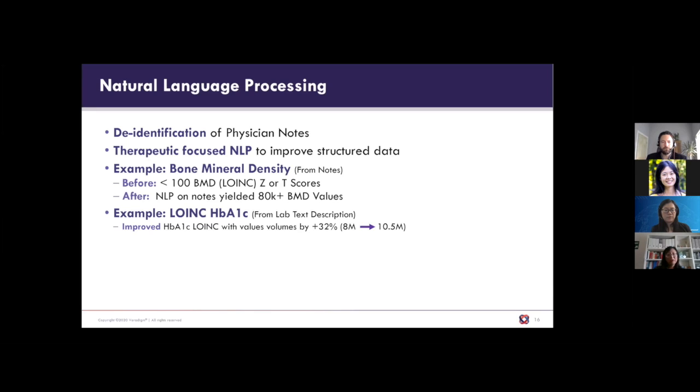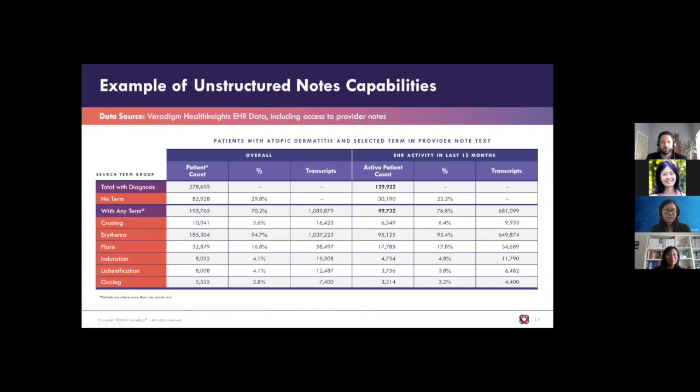We also chose to develop and point our NLP solutions towards fields for specific conditions. So I have two here where we looked at bone mineral density scores for osteoporosis, and we looked at HbA1c results for diabetes. What we found was that using this targeted approach, we are able to get a higher yield of data and also more accurate data.